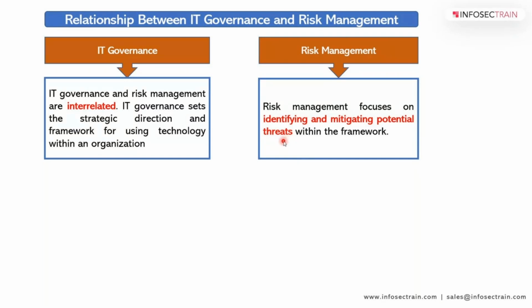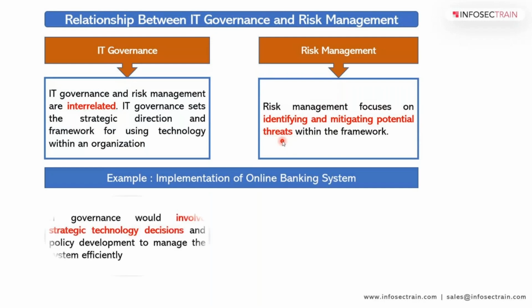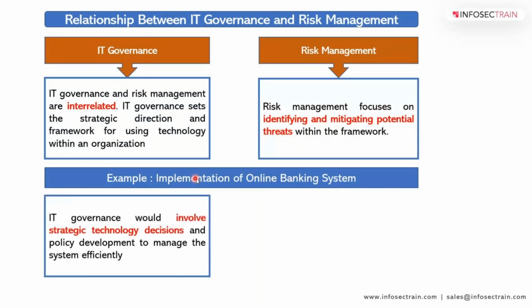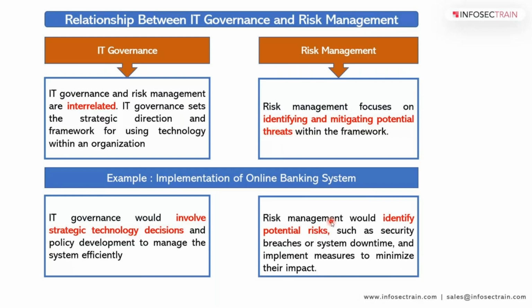Now let's take one very good example of implementation of an online banking system. IT governance would involve strategic technology decisions and policy development to manage the system efficiently. Now, what will risk management involve here? Risk management would identify potential risks such as security breaches or system downtime and implement measures to minimize their impact.